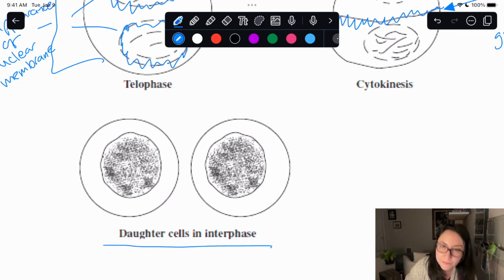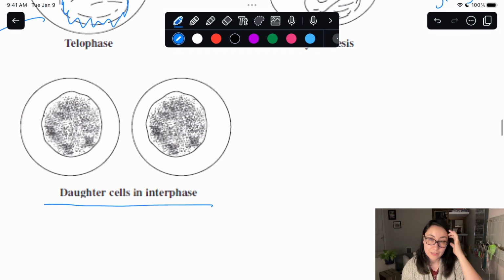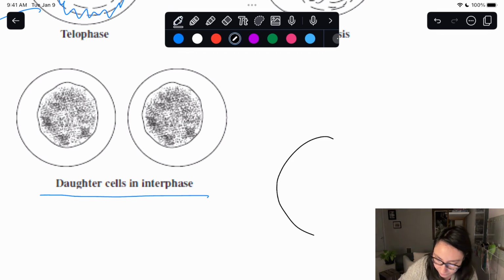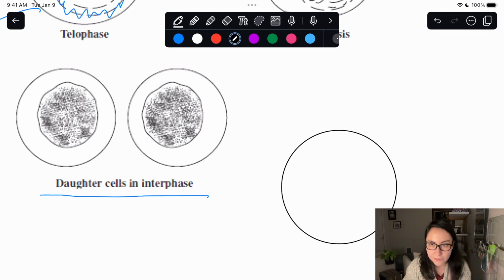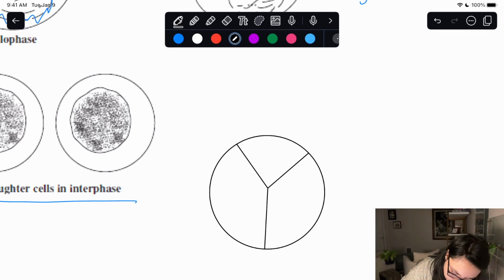And then you have what's left over at the end of mitosis, which are your daughter cells that are in interphase before they go into mitosis. And just to go over this, because you will have this on your exam tomorrow, I'm going to make a circle here. You don't have to write this down, but it's just for your memorization. You're going to have one line here, one line here, one line here. You have the phases of the cell cycle.